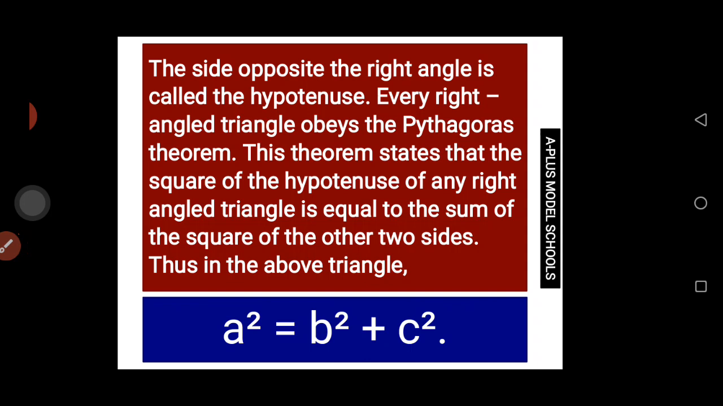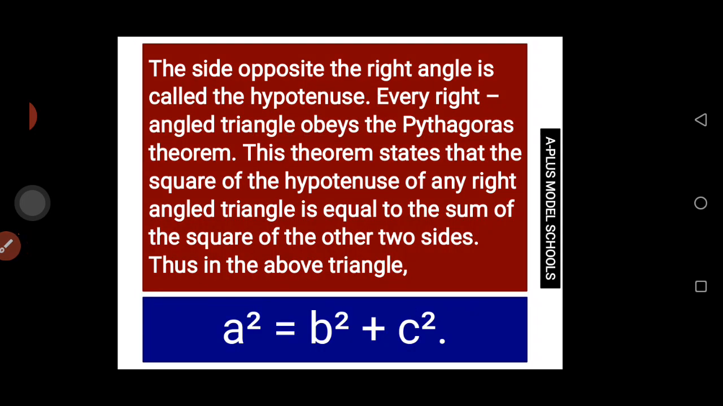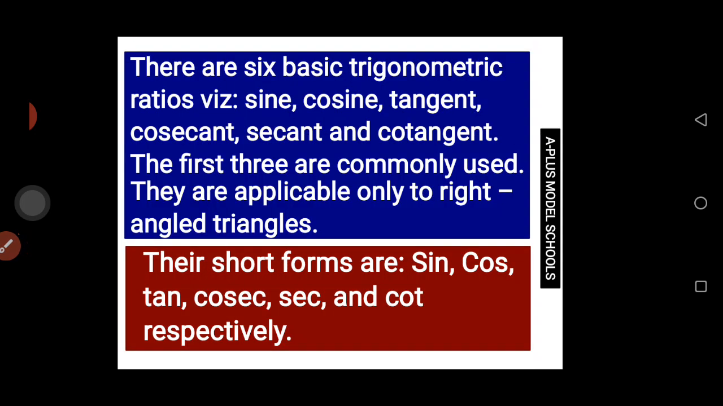And every right-angled triangle obeys the law of Pythagoras, the Pythagoras rule. Don't forget, the Pythagoras rule states that the hypotenuse square is equal to the sum of the squares of the two opposite sides. So in this triangle, the hypotenuse square, which is a square, will be equal to b square plus c square. That is the side facing the right angle, A, so a square equals b square plus c square.